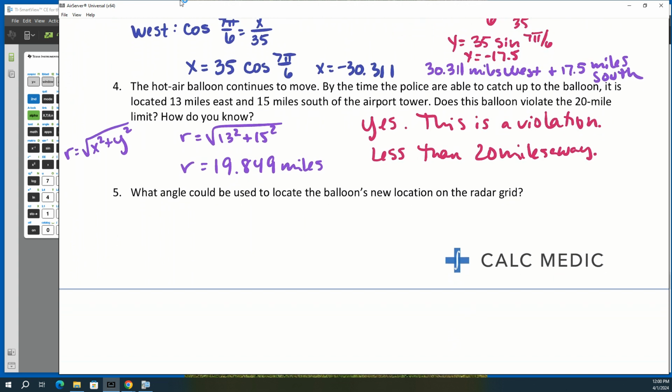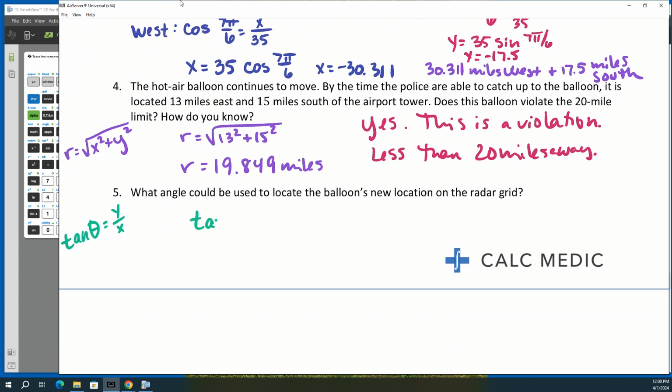All right, and then finally, what angle should be used to locate the balloon's new location on the radar grid? So this time we need to find theta. And what we have is x and y. So the third little rule we learned about trig values with x, y, and r is that the tangent of theta is equal to y divided by x.